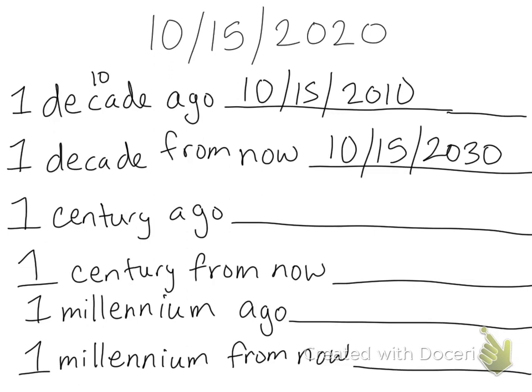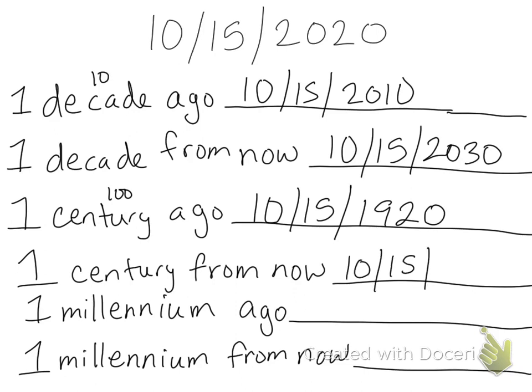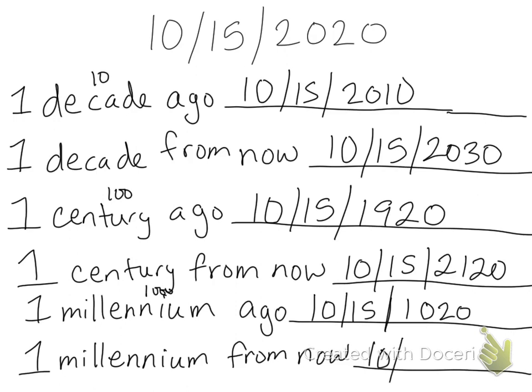What was it a century ago? Well, that's 100 years. So that would be October 15th, 1920. Okay, because 19 is 100 years before. All right, a century from now, well, that would be October 15th, 2120. A millennium ago, that's 1,000 years. So that would be October 15th, 1020.